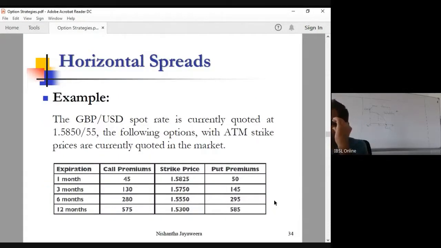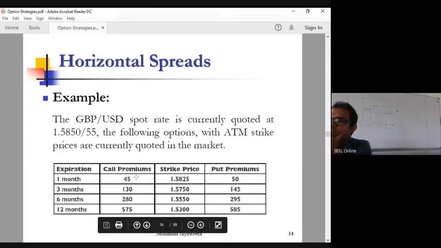So this is an example. Sterling dollar spot rate is currently quoted at 1.5850/55. The following options with ATM strike prices are currently quoted in the market. One month call premium is 45 with the strike 1.5825, put premium is 50. Likewise for different strikes, different strike premiums.